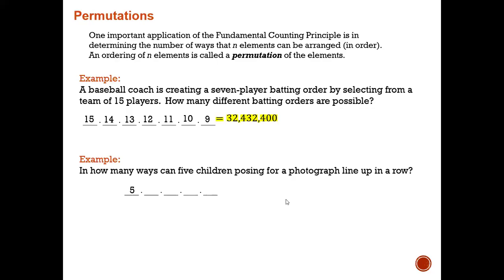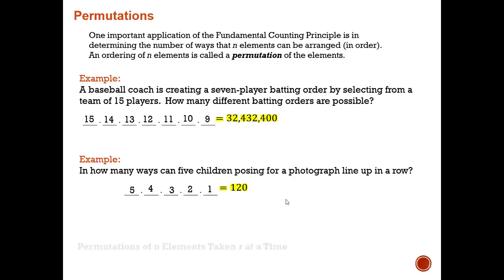So we can pick 5 children the first time. Once we have that child lined up, we only have 4 to pick from the next time. Then 3, then 2, then 1. Multiply, we get 120. So this will work with permutations. If you recognize it's a permutation, you're picking from the same group and order matters, you can multiply and get the answer.